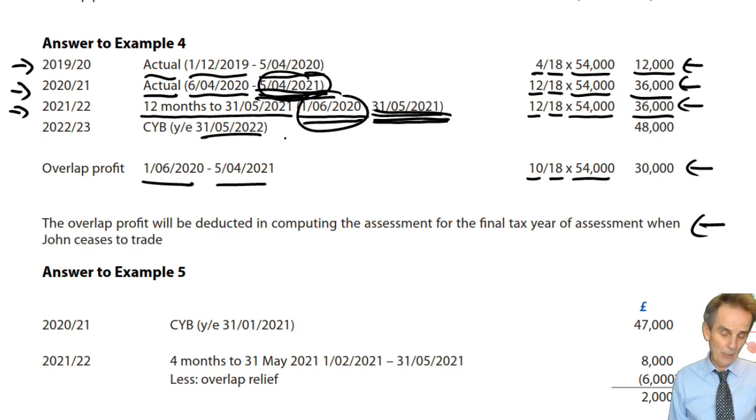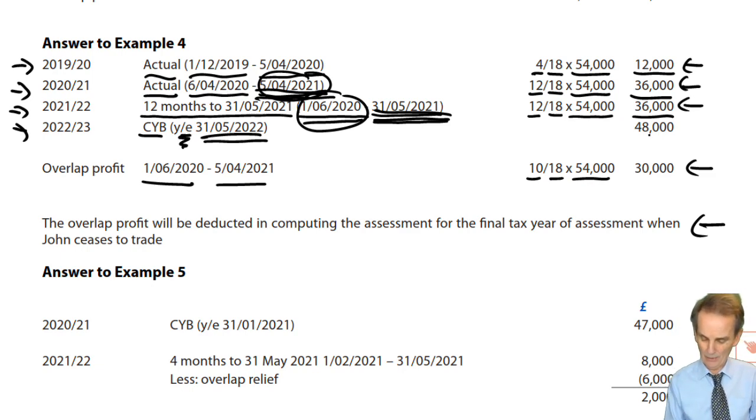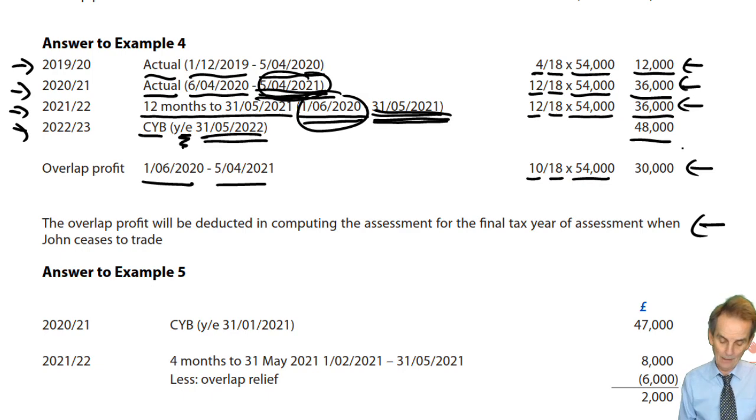We've come as far as 21-22. By 22-23, we are then able to use CYB because for the very first time, we have an accounting year ended in that tax year. The CYB assessment, therefore, £48,000. Okay. Hopefully, therefore, all happy with the way in which we put that computation together.